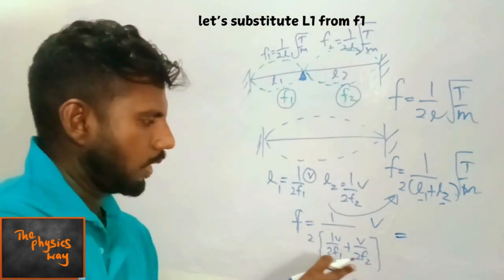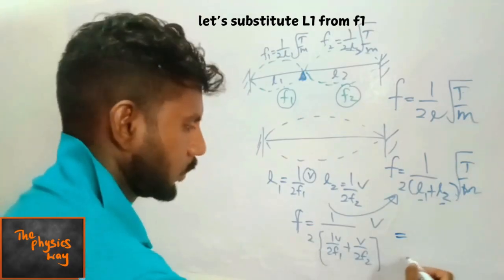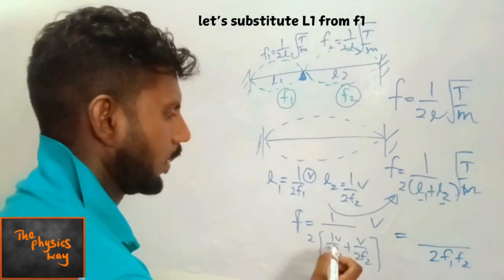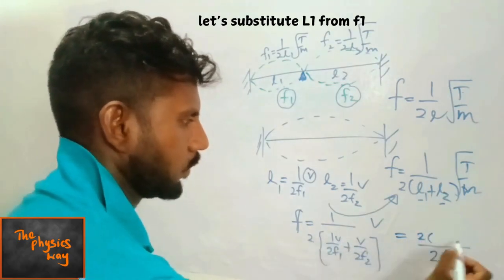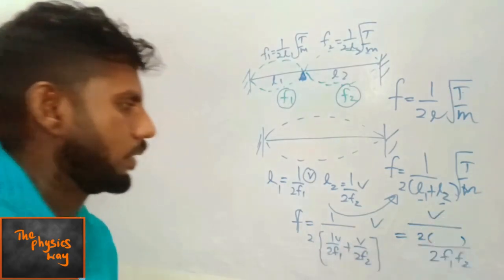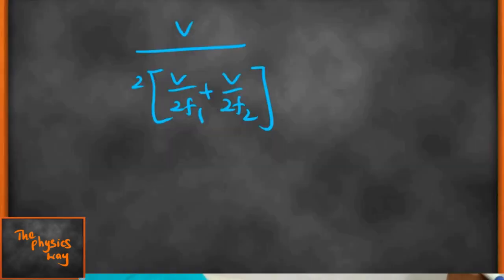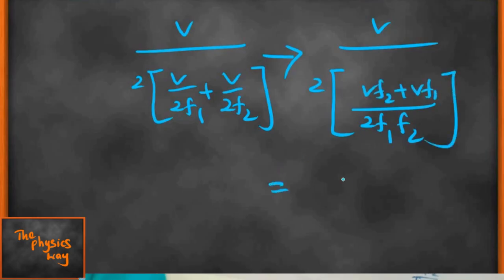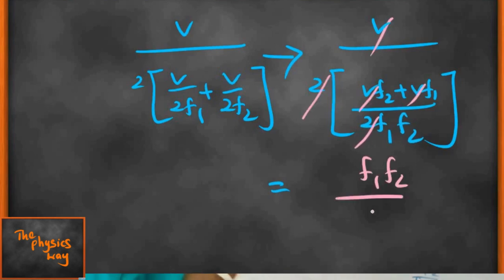Let's simplify it now. The common denominator is 2F1F2, and on top we have V. You can see the common V cancels off, and 2F1F2 goes off, and we have F1 plus F2 here, the 2 cancels off. So F1F2 over F1 plus F2, that is the final answer.